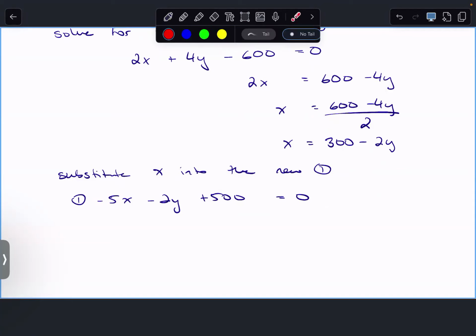Now, if x is 300 minus 2y, I'll use a different color to show it. x can be replaced with 300 minus 2y. Minus 2y plus 500 equals 0.